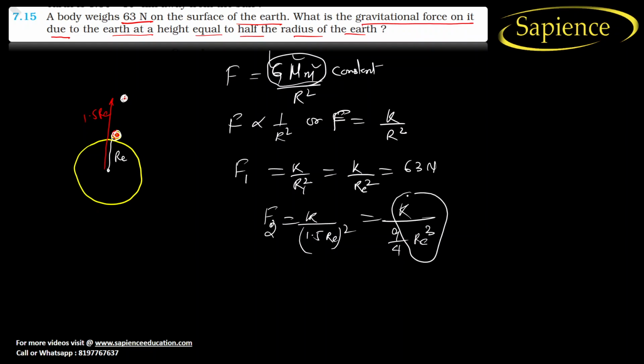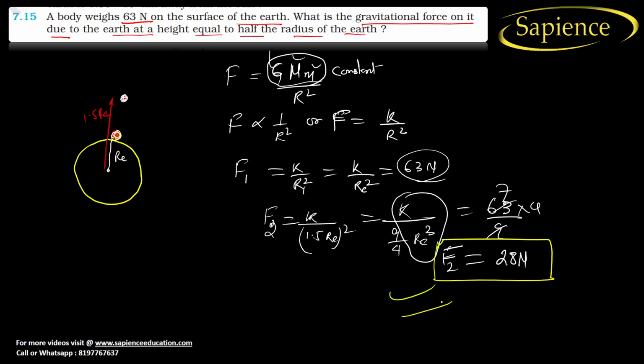So K by RE whole square is 63 Newton. So here 63 divided by 9 by 4, so 9 7 0. So finally force F2 is equal to 28 Newton, which is the correct answer for this. So finally we have got force F2 as 28 Newton. I hope you have understood this question.